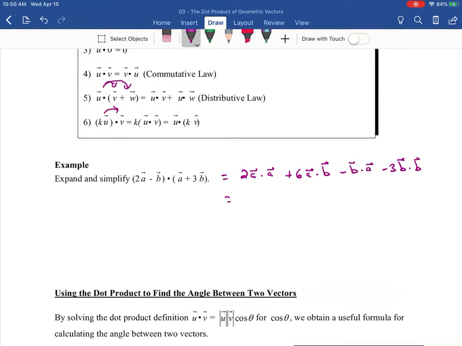But I can do a little bit better with some of this stuff using the properties I've just discovered. For instance, a dot a is magnitude a squared, so I can simplify that a little bit. Not much I can do with a dot b because I don't really know what a and b are, but b dot a is the same as a dot b, so I can reverse that around. That was the commutative law above. And I can do a little bit better with this one: 3 magnitude of b squared. And because I used the commutative law on those middle two to make b dot a and a dot b, I can actually combine these two as well.